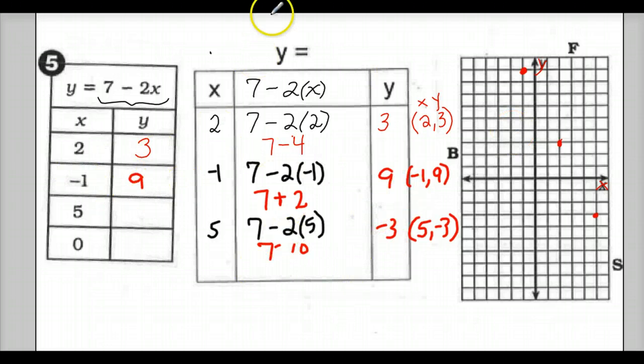Oh, I forgot to write negative 3 over here. We also write negative 3 over there. So, why don't you guys try 0, pause here, and check back to see if you get it correct.